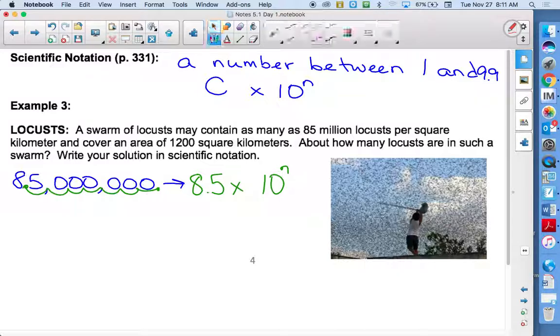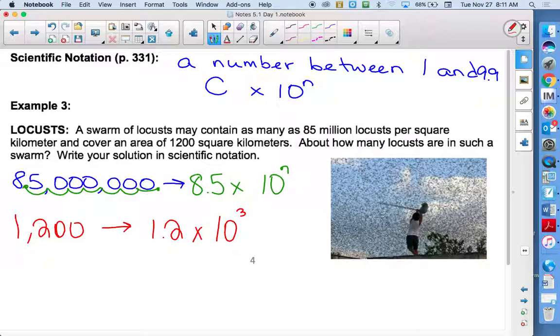The other number is 1,200. And Odette, if we write that in scientific notation, it would be 1.2 times 10 to the 3rd. So that would be writing a number in scientific notation. So 8.5 times 10 to the 7th is 85 million. 1.2 times 10 cubed is 1,200 square kilometers.